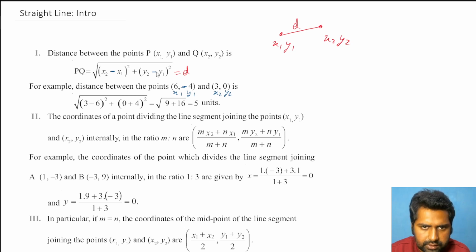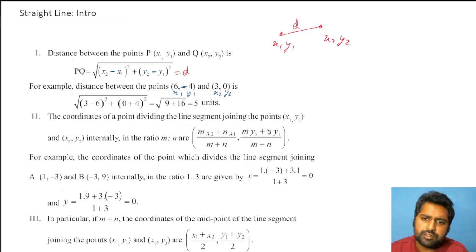In case it is not visible, I've highlighted it now: x2 minus x1 whole square, y2 minus y1 whole square. So 4 square is 16, 3 square is 9, you'll get 9 plus 16 is 25, which is the square root of 25, that is 5. So 5 is the distance.